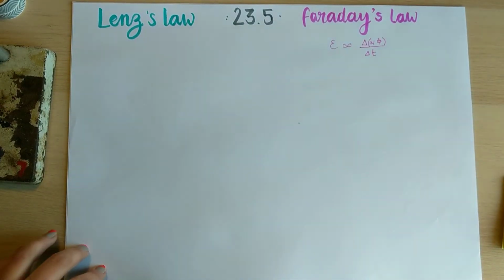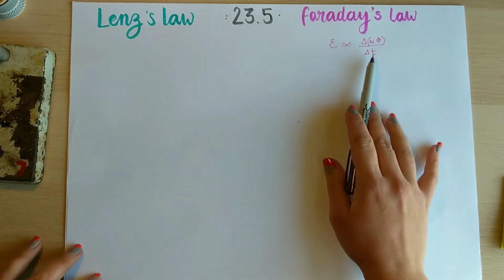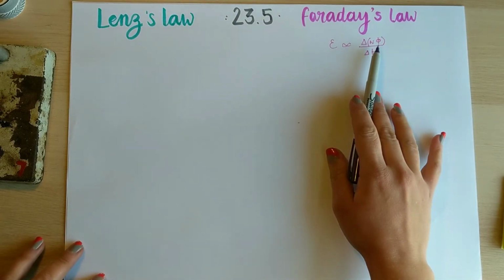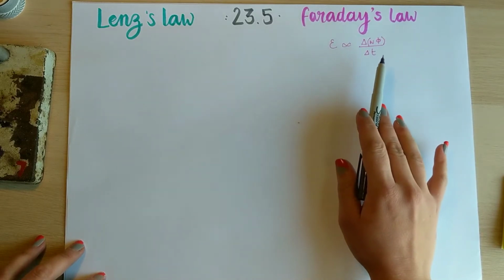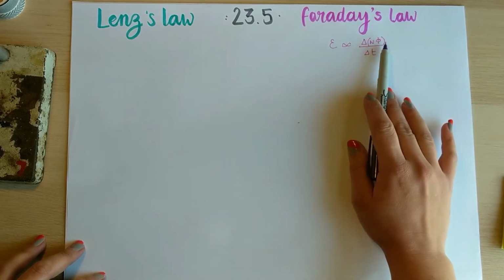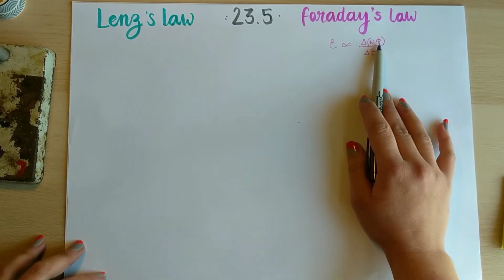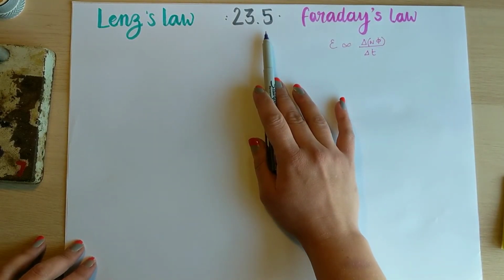Okay, so we might need to try and remember from last lesson that magnetic flux linkage is the product of the magnetic flux and the number of turns. So magnetic flux, number of turns, and remembering that magnetic flux is the product of the component of the magnetic flux density, so the strength of the field, perpendicular to the area, and the area. So have a look back at 23.4 electromagnetic induction if you need to do a bit of a recap on that.